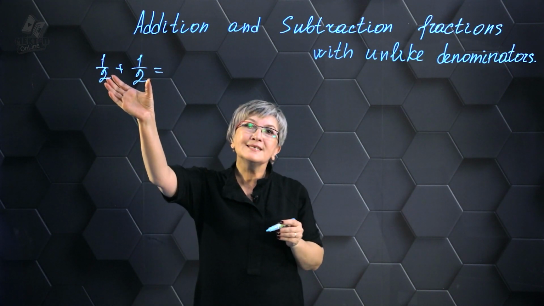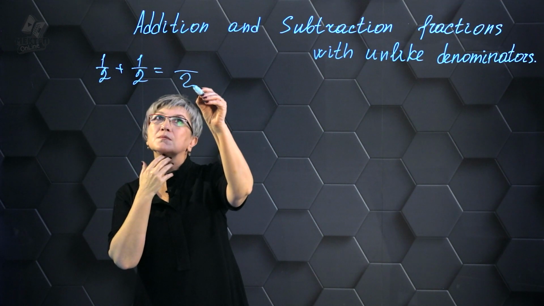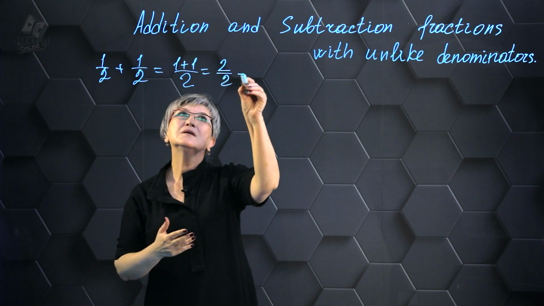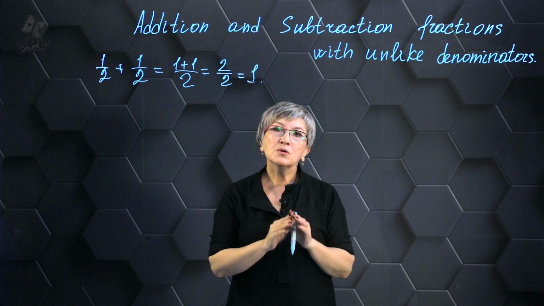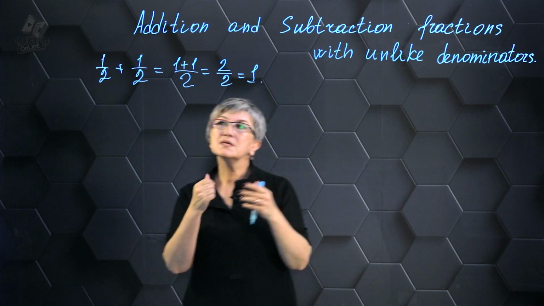When working with fractions that have the same denominators, we leave the denominator unchanged and simply add the numerators together. Ultimately, it turns out to be 2 halves, or 1. Everything is going really well here. However, if we require a solution for a different issue, then let's examine it together.